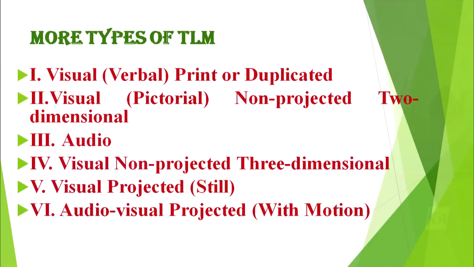There are 6 types of TLM we can talk about. First one is visual or verbal, print or duplicated. Next is visual, pictorial, non-projected, two-dimensional. Third is audio. Fourth is visual, non-projected, three-dimensional. Fifth is visual projective, that is still. And the last is audio visual projected, that is with motion.